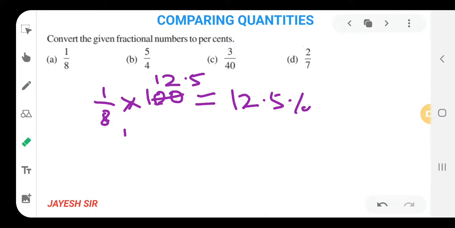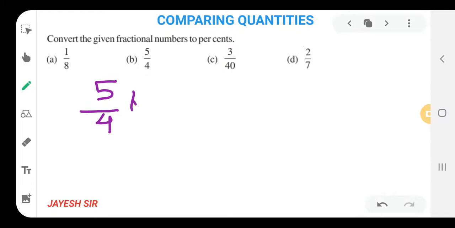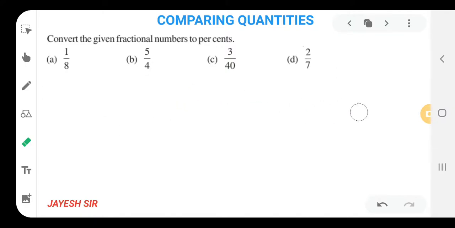The basic thing you have to keep in mind is that to insert the percentage sign you have to multiply by 100. Next, 5 upon 4, multiply by 100. So 4 ones are 4, 25 are, so it is 125 percent. I hope you all are getting it. These are easier types of sums. We follow a simple procedure: multiply the number by 100 as we want to insert the percentage sign.